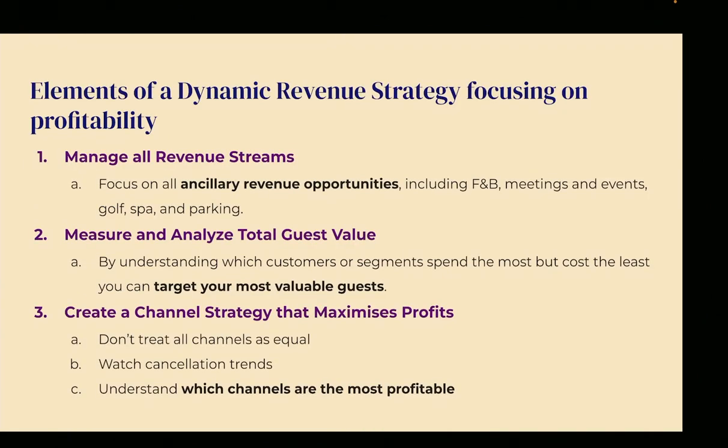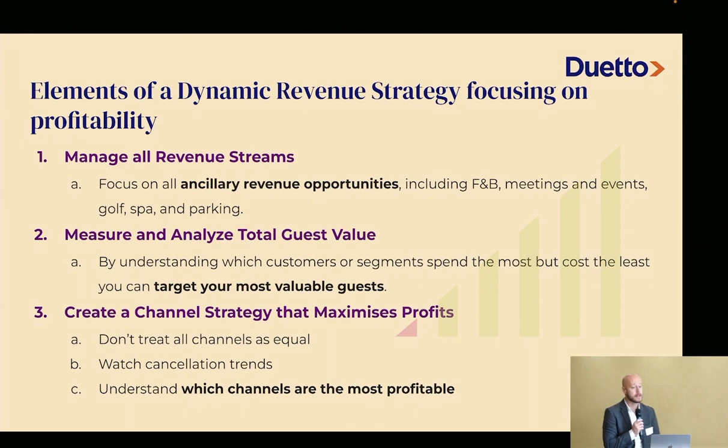So let's look at the elements of a dynamic revenue strategy that focuses on profitability. There needs to be an emphasis on managing all of your revenue streams. You have to take into account all of your ancillary revenue opportunities, including F&B, meetings, events, golf, spa, parking. You need to have the data to measure and analyze the total guest value. And data is super important. Data can be held in multiple systems, multiple places. How can you bring that data into one place? How can you aggregate that data very quickly? And how can you take actionable insights with that data?